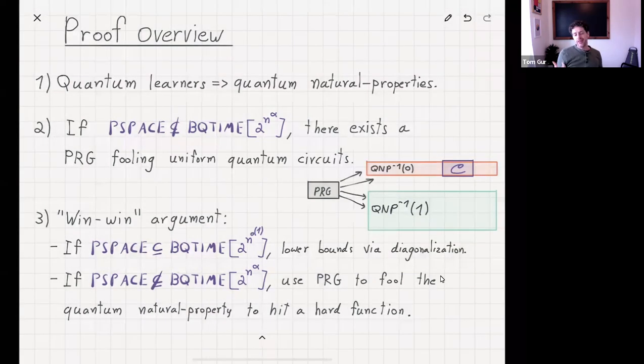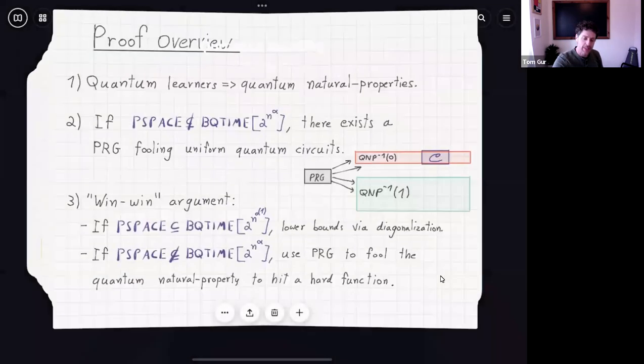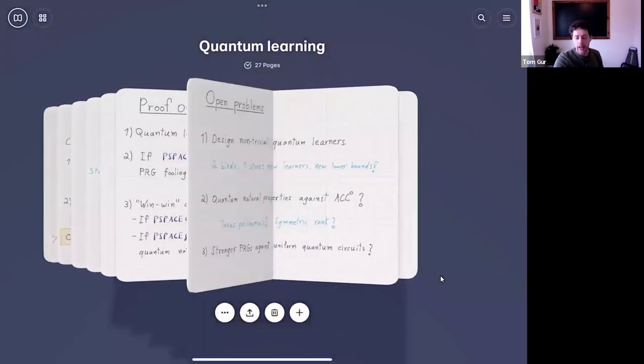But the point is that once we're running the quantum natural property algorithm with the PRG, it cannot distinguish between a uniform random string and something that the PRG output. And therefore, we can use it to hit a hard function and get it explicitly. So that's the high-level idea of what is happening.